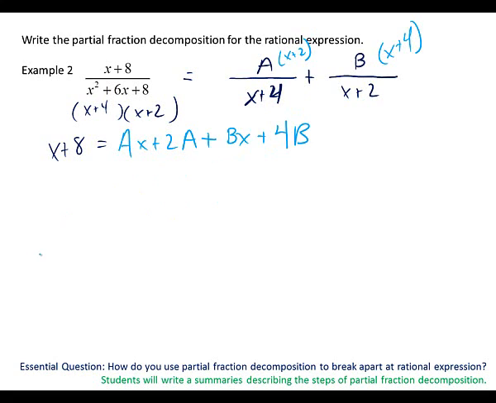Now we have to set up an x coefficient equation and a constant equation. So what is my x coefficient equation going to look like? 1 equals A plus B. Good. That's right. 1 equals A plus B.